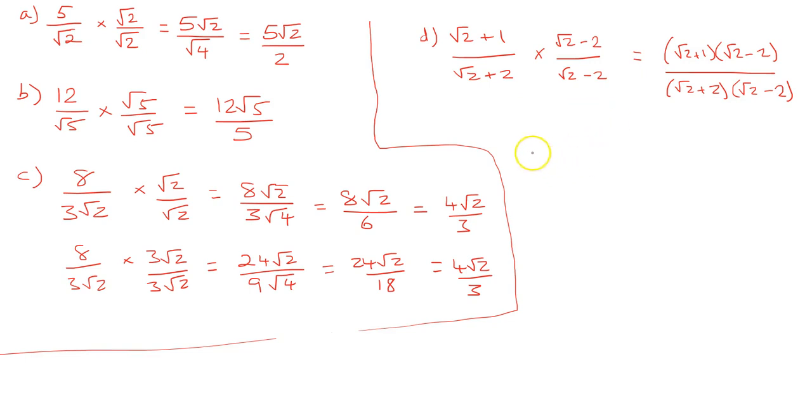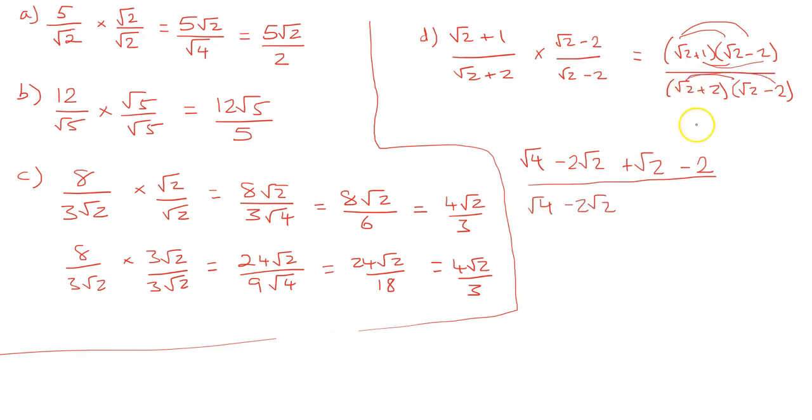So on the top then, if I was to expand that, I would get root 4, so root 2 times root 2, minus 2 root 2, plus root 2, minus 2, and on the bottom I would get root 4, minus 2 root 2, plus 2 root 2, minus 4.